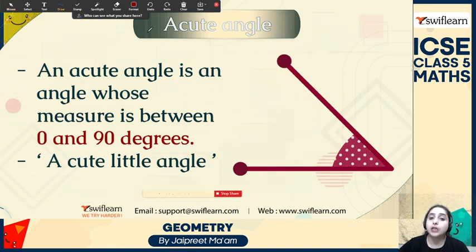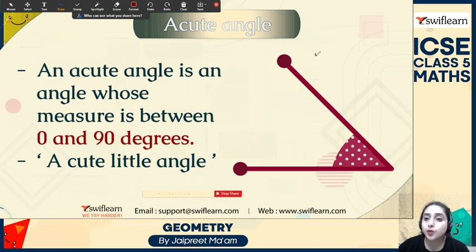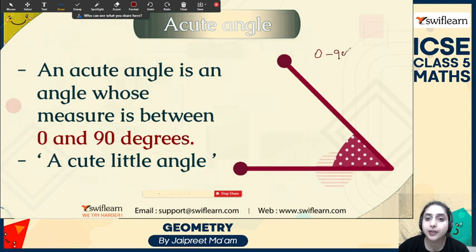So first is the acute angle. The name suggests the acute one. It is between 0 and 90 degrees. The angle between 0 and 90 degrees is known as an acute angle. Acute means little angle, you can remember acute little angle, like these two fingers are forming an angle.